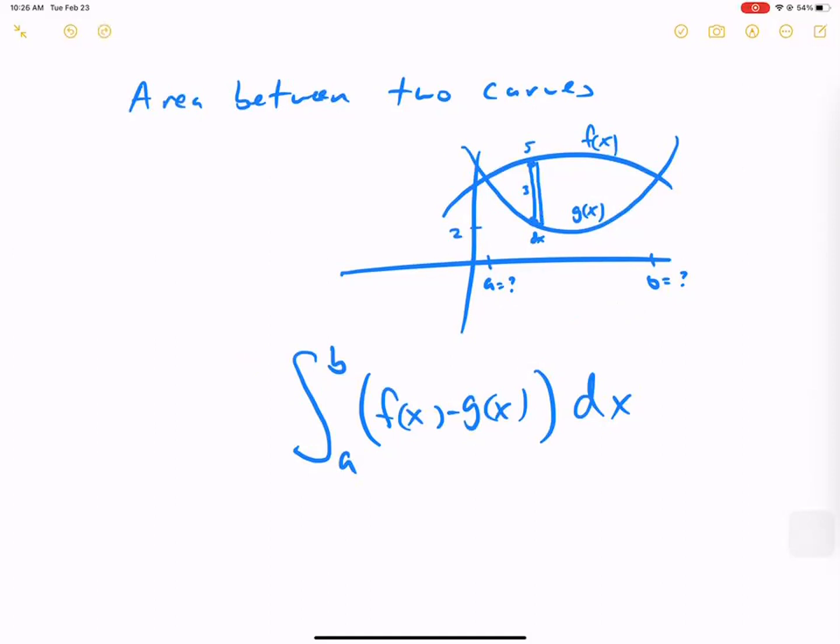It's almost like a physical thing. This is our height, and this is our base. I want you guys to realize that that's our height and our base. And the integral is just like a big S for adding.